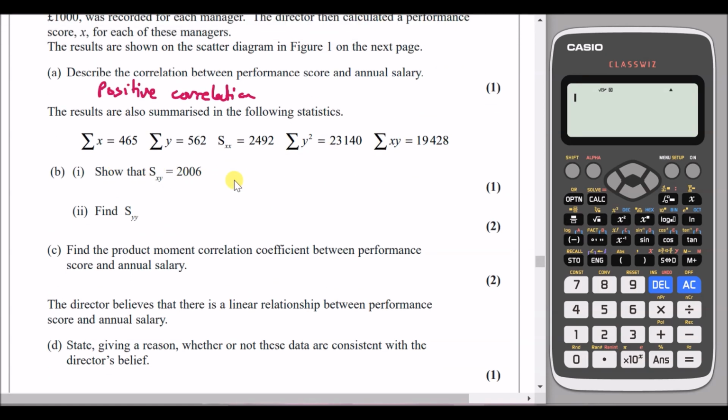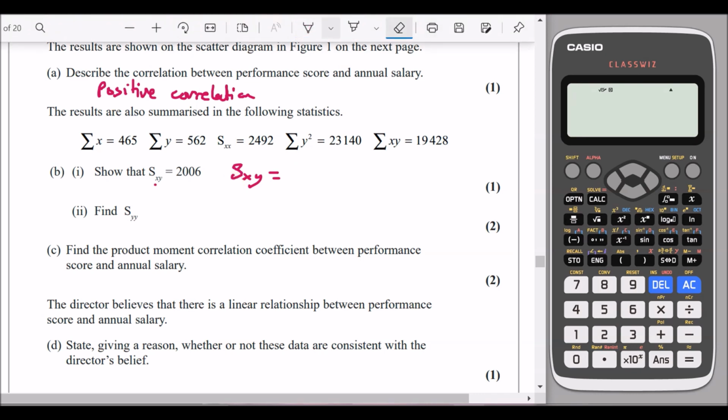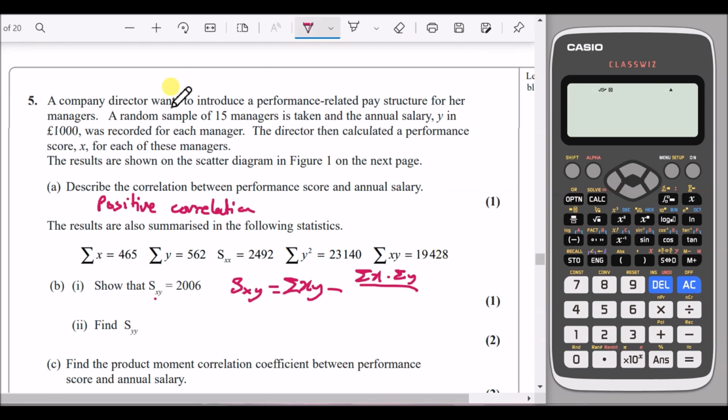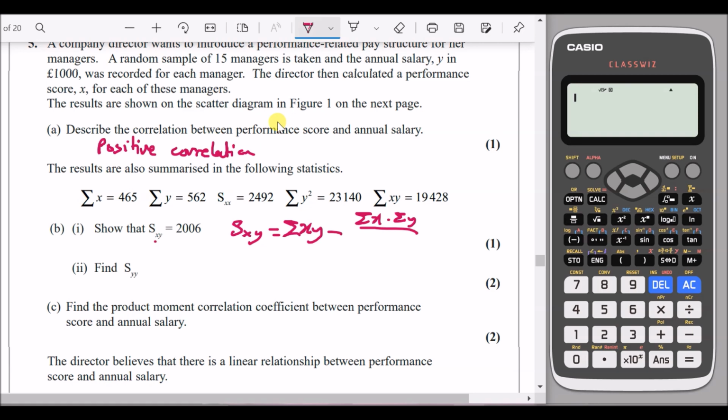Okay, so all you have to do is literally expand the formula. So SXY is defined like this. It's always the sum of XY. So always try and copy, you don't use the E, it's like that. So it'll be the sum of XY minus the sum of X times the sum of Y over the sample size. Well, what's the sample size here? 15 managers, so it'll be over 15.